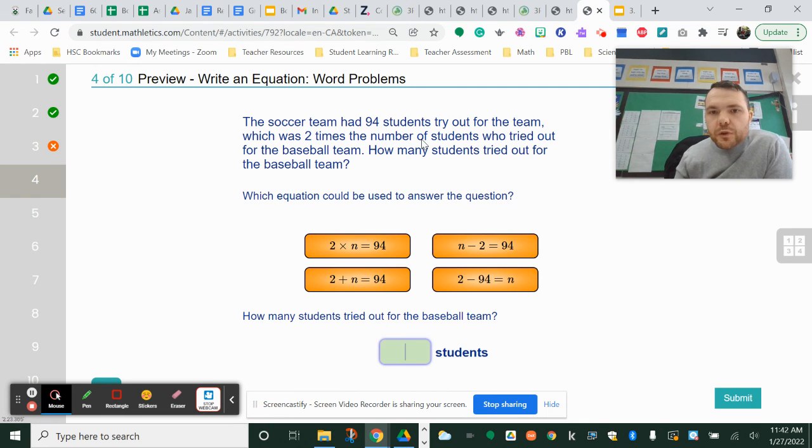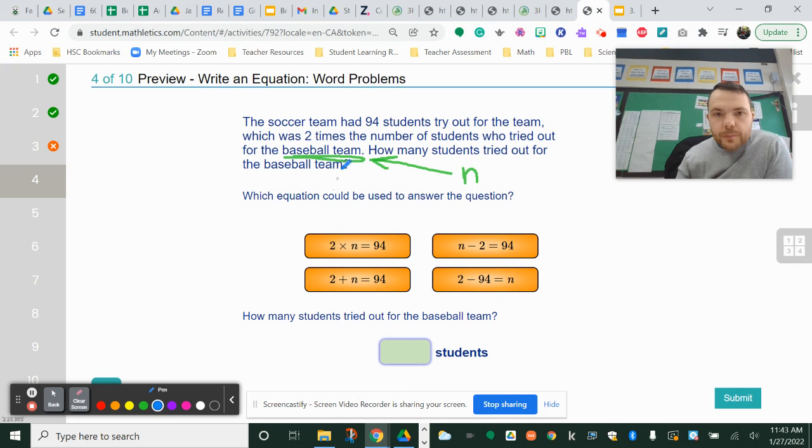The soccer team had 94 students try out for the team, which was 2 times the number of students who tried out for the baseball team. How many students tried out for the baseball team? Okay, now what we don't know here is the number for the baseball team. So that's very likely to be represented by a letter in this algebraic equation. I'm looking at the possible answers down below and I see they've used the letter N. So the baseball team's number of students is going to be represented by the letter N.